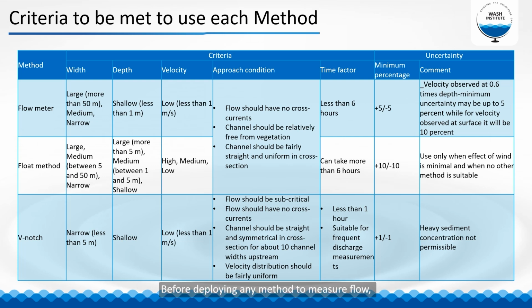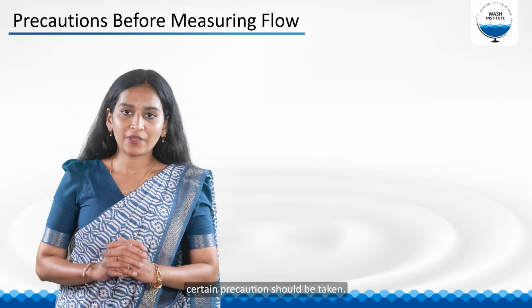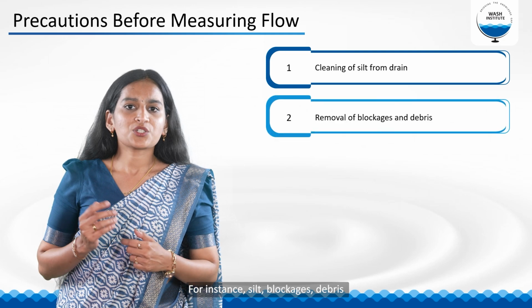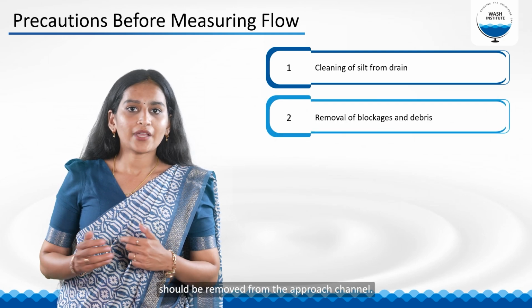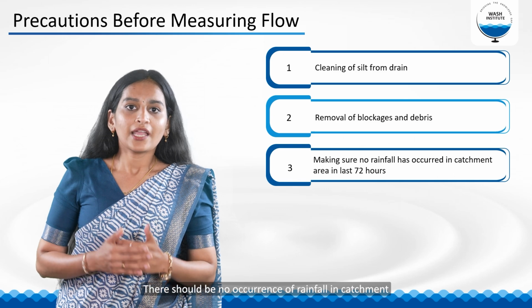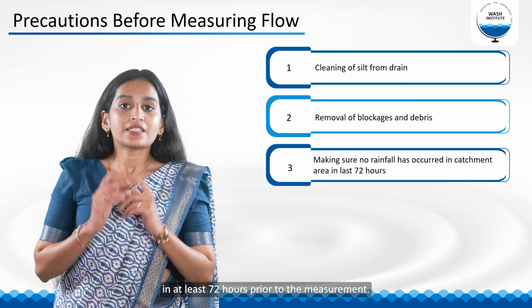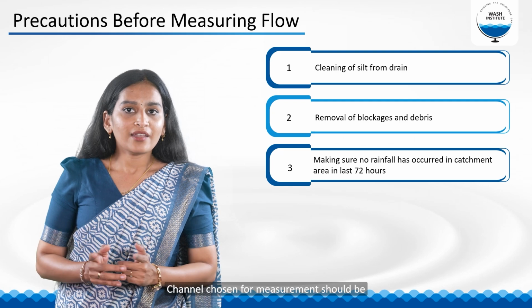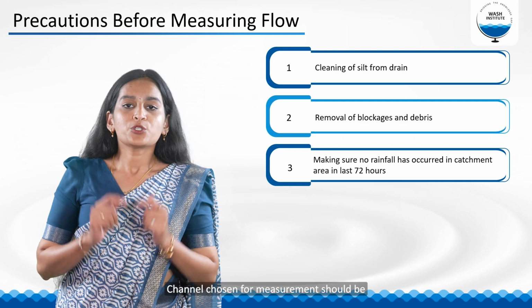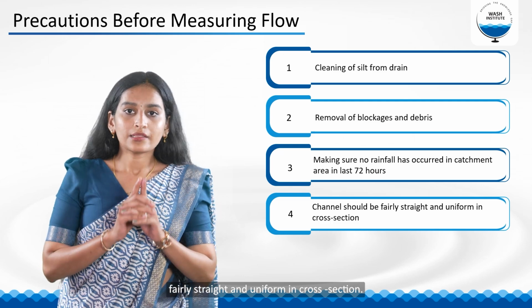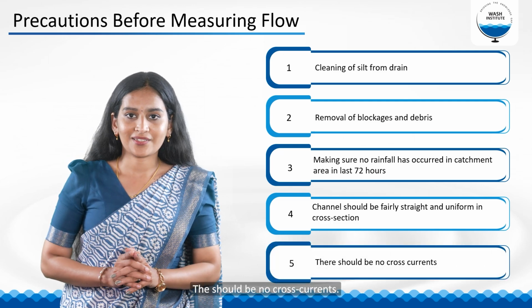Before deploying any method to measure flow, certain precautions should be taken. For instance, silt, blockage and debris should be removed from the approach channel. There should be no occurrence of rainfall in the catchment in at least 72 hours prior to the measurement. The channel chosen for measurement should be fairly straight and uniform in cross-section. There should be no cross currents.